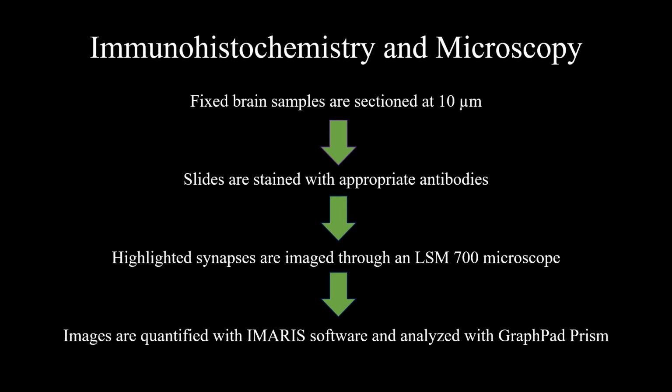So we have fixed brain samples from mice that are sectioned at 10 microns. Slides are stained with appropriate antibodies, so depending on what I want to do, VGLU1, VGLU2, or both. Highlighted synapses are imaged through an LSM 700 microscope, and they are quantified with IMARIS software and analyzed with GraphPad Prism.